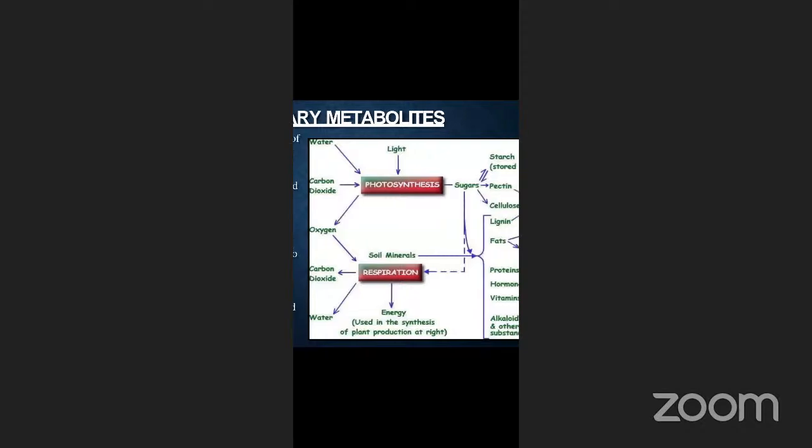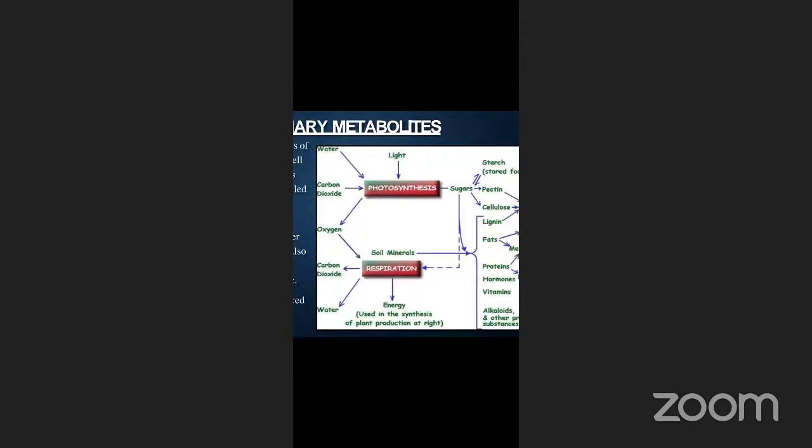So here you can see that this is photosynthesis. What is photosynthesis? Photosynthesis utilizes water, light, and carbon dioxide, and it will generate sugars and oxygen. And this oxygen is again utilized in respiration, and that will again produce water, energy, and carbon dioxide. So during this process, usually we will get all sugars, then fats, proteins, hormones, and all the primary metabolites will be generated.